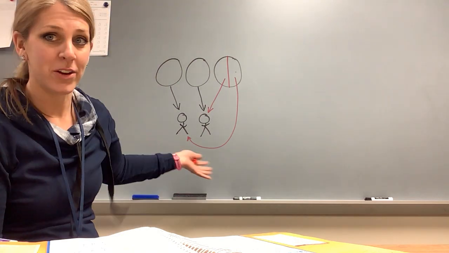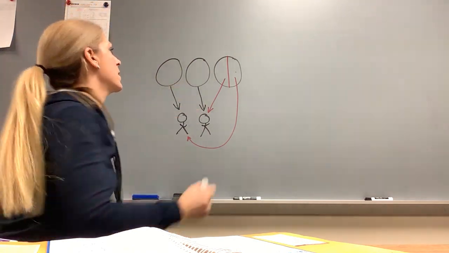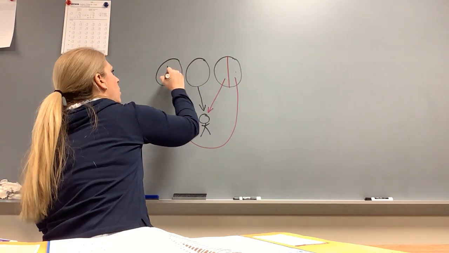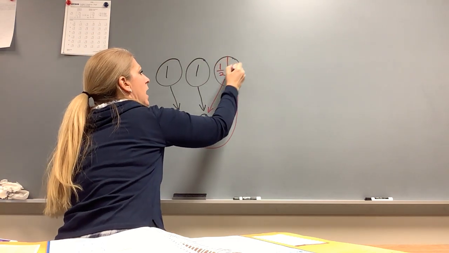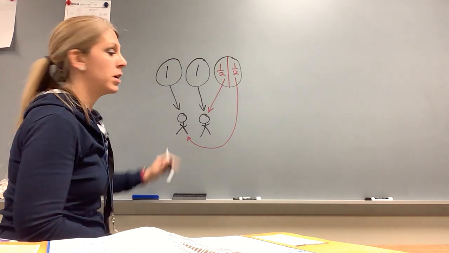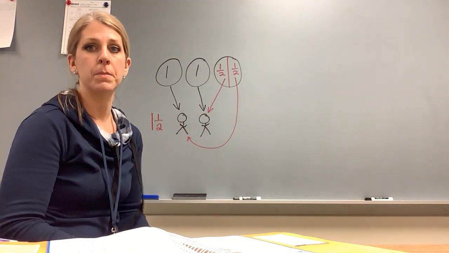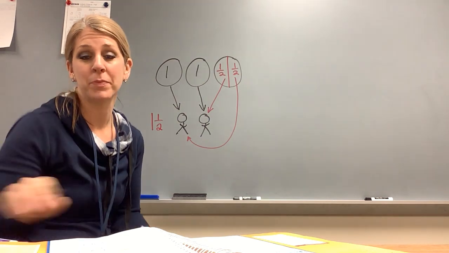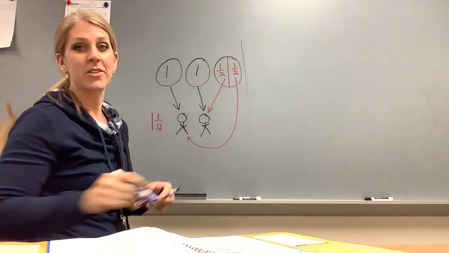So then, if we look at our picture, we can tell each brother got one whole pizza. Should I do that in black so it stays clear? They got one whole pizza, and then they also get a half a pizza. So you could say this brother got to eat 1.5 pizzas. But is that the only way to show this picture? I don't think so. So let's take a look on the other side.